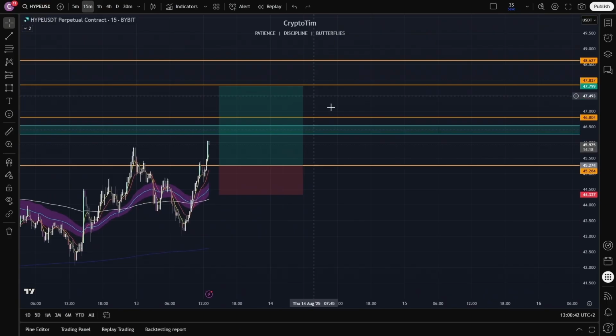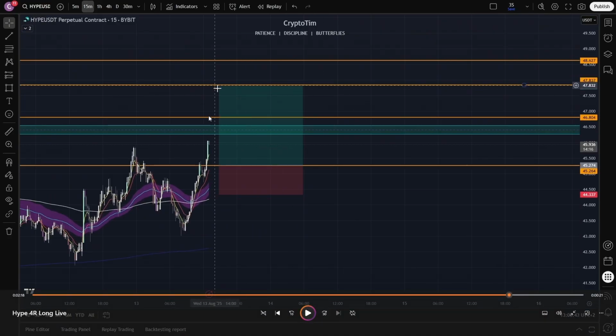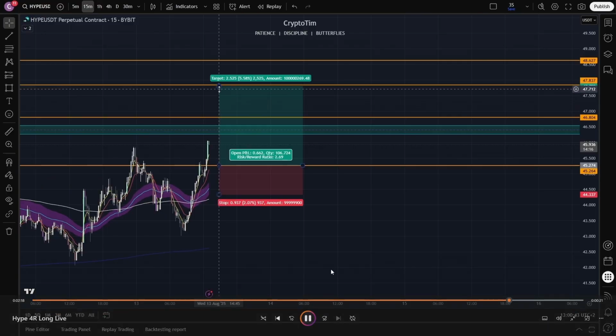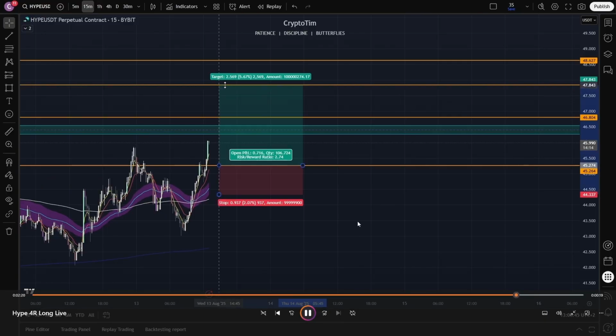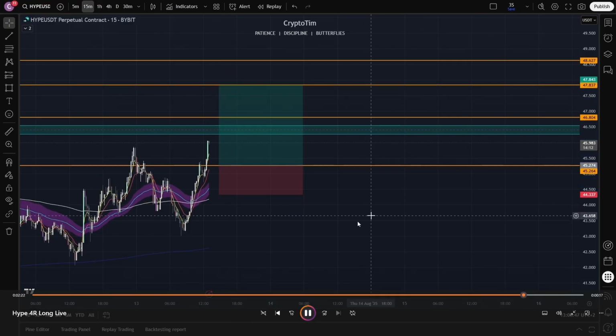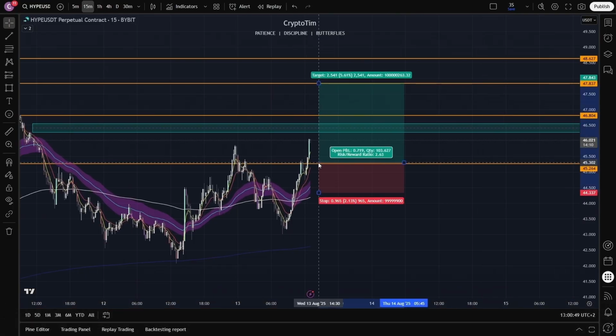So if you saw this setup and wanted to target the top side or this orange line, the first topside liquidity, would have been perfectly fine as well. I decided to go for the higher one so I could have a better risk to reward factor.